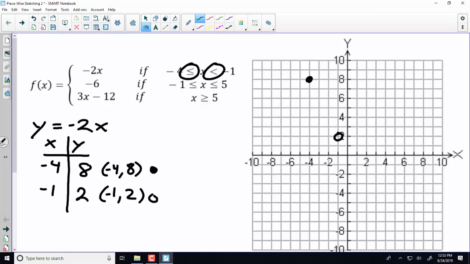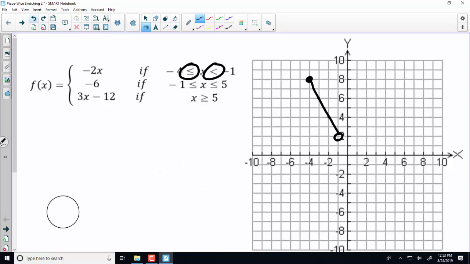Let's connect the dots. If it helps you, you can use the fact that the slope is negative 2 and go down 2 over 1, down 2 over 1. Let's see here, my shadow is right in the way. Okay, got it. That's the first piece. Let's erase our work over here. You can always rewind it if you need to see it again. And let's do the next piece.